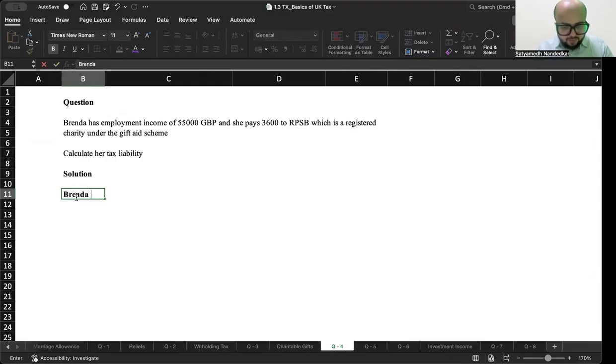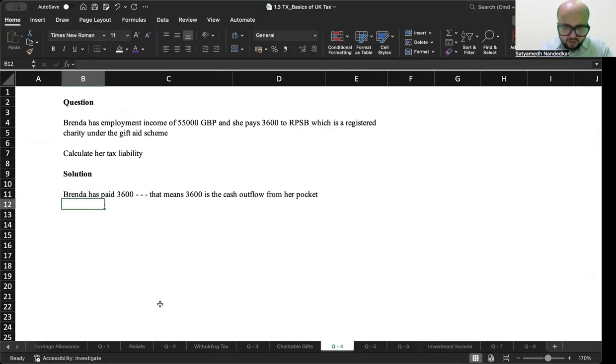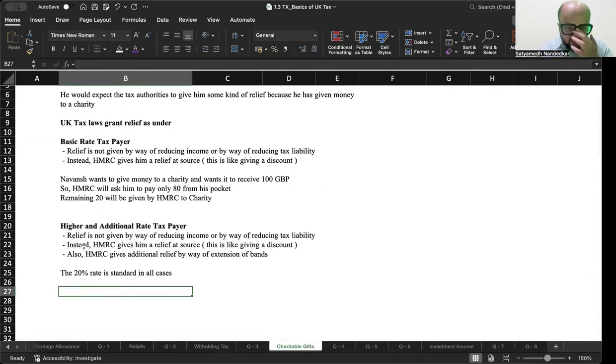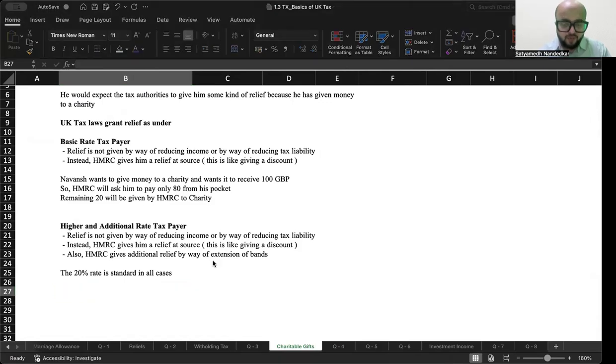Brenda has paid 3600. That means 3600 is the cash outflow from her pocket. Now, in case of charitable gifts, relief is not given by way of reducing income or by reducing tax liability. HMRC gives him a relief at source, and HMRC gives additional relief by way of extension of bands. Now, let's understand how this works.